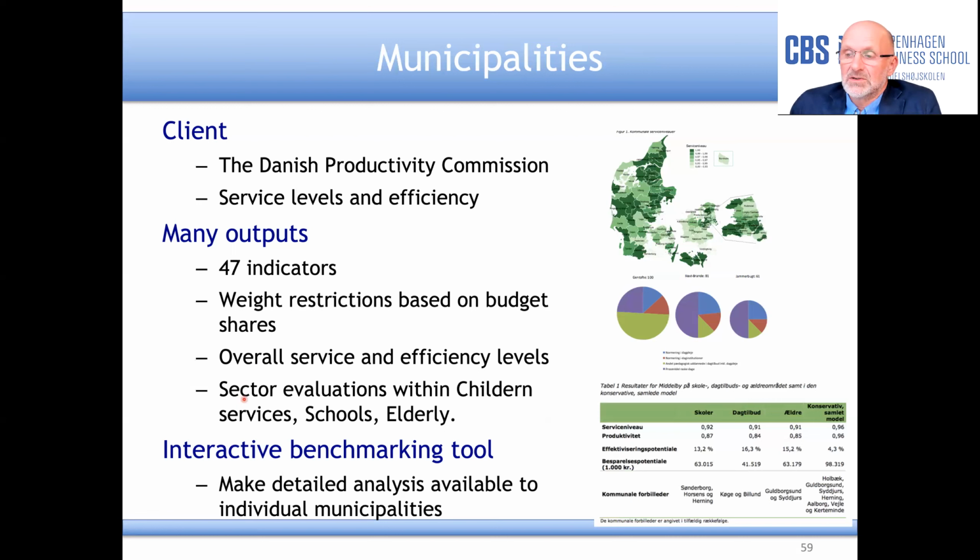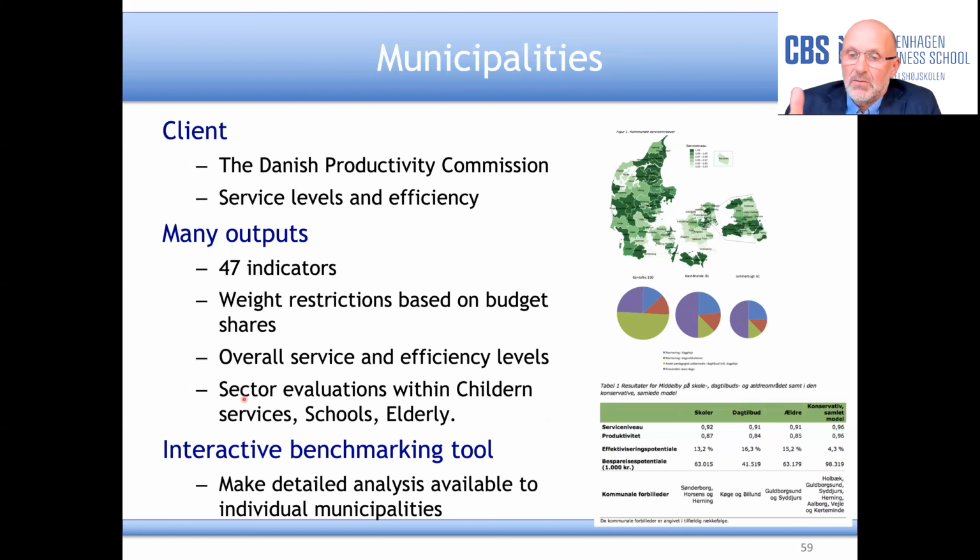And we would come up with some good estimates of both the service levels, but also what are the saving potentials in the municipality sector in Denmark. We did that at the municipality level, but then we also did it at 3 individual subparts of the municipality activity, namely the biggest one, which are children's services, schools, and then taking care of the elderly. That's the main budget parts of municipalities in Denmark.